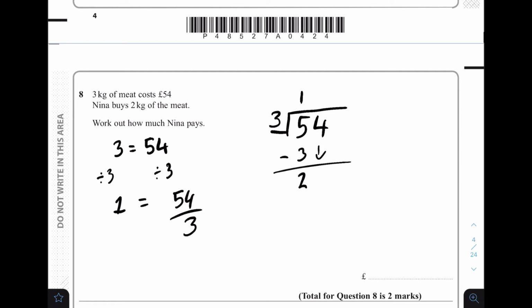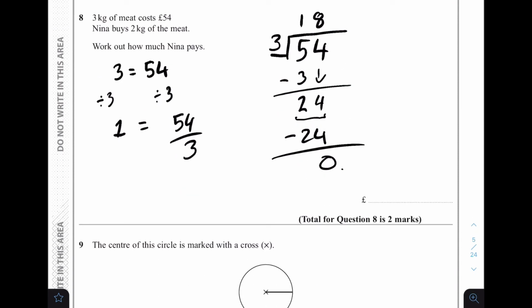We bring the 4 down, which we haven't used yet, so it's 24. So next we check how many 3's can go into 24. If you do quick maths, 3 multiplied by 8 gives you 24. So if we put an 8 up here, minus this 3 by 8, 24, that gives a remainder of 0, so it means we're done with the division here. So this must mean we have 1 kg equals 18.